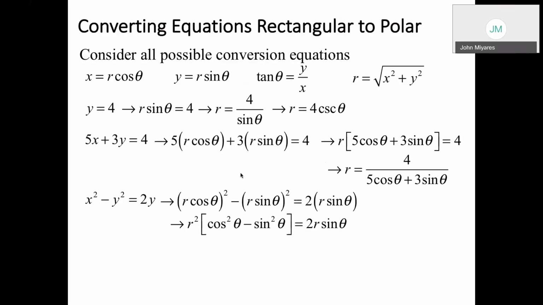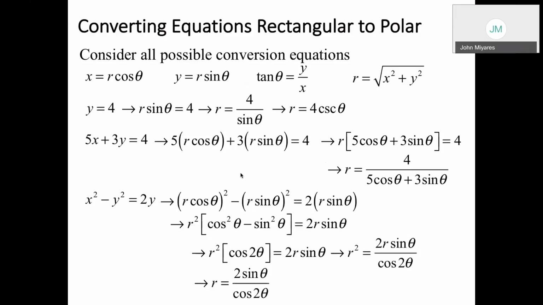Now, the cosine squared theta minus the sine squared theta, we can turn into the cosine of 2 theta based on a double angle identity. I could divide out on both sides by the cosine of 2 theta, and then divide both sides by r, and be left with r equals 2 sine theta cosine theta, which will have a final answer that looks like this.